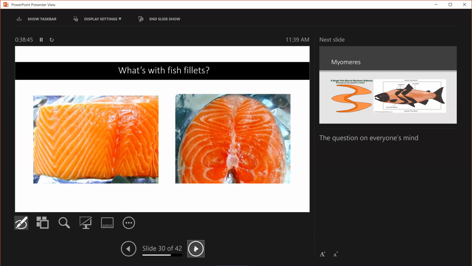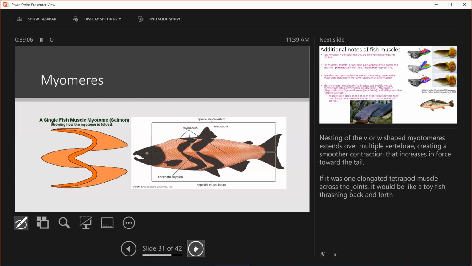So, speaking of muscle, I've said it's basically just like vertebrate muscle, except it isn't, right? Anyone who's cooked a fish knows that fish fillets are striated with this weird structure. And what is with that? Why is that? It's worth exploring for a few minutes why the skeletal structure of fishes is so unique relative to other vertebrates.